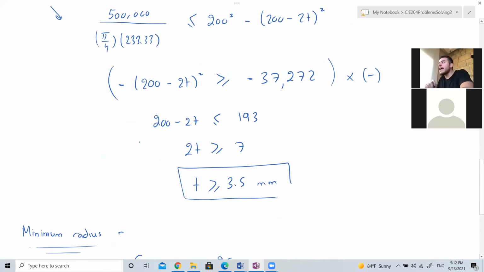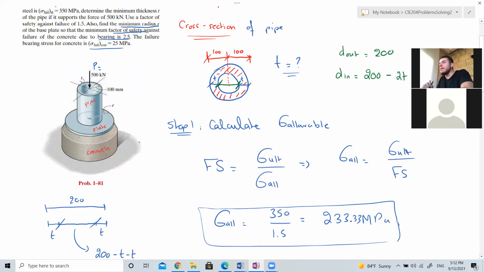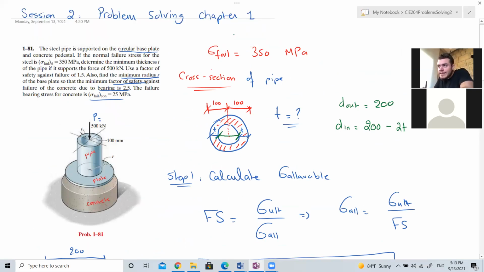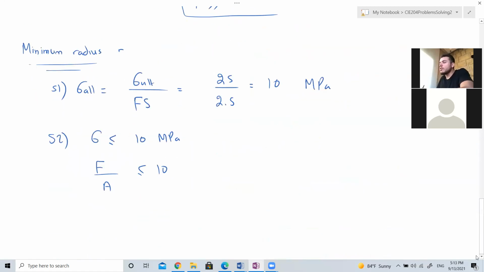هلا بدنا ننتبه لاي اريا بدنا نستعمل. هون اي فورس بدك تستعمل؟ هلا نحن يا حسن شو عم نشتغل؟ نحن عم نشتغل على الستريس بين البليت وبين الكونكريت. بطلنا عم نشتغل بالستريس تبع البايب. What's the force? بيتغير الفورس شيء؟ لا نفسه 500. ما بيتغير، ما في غيره. This is the only force that is being applied. So it's 500,000.